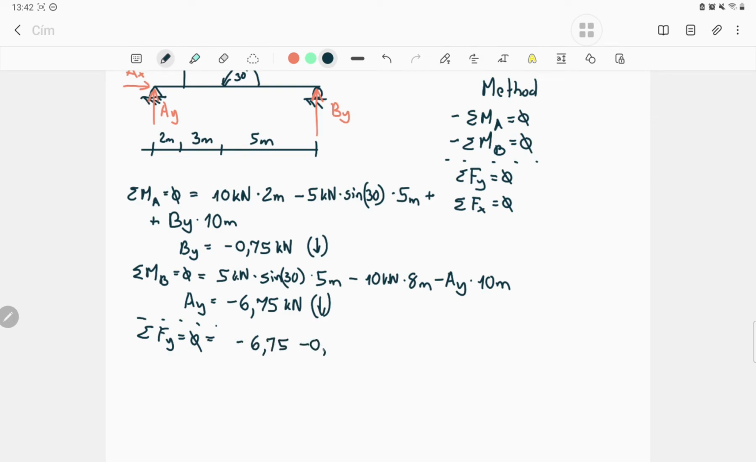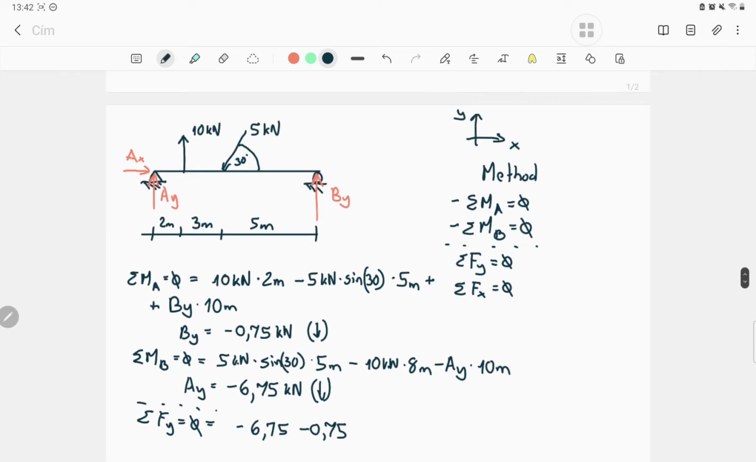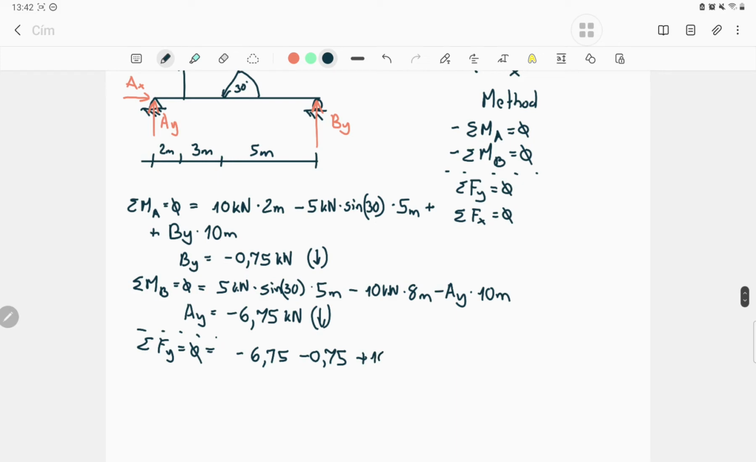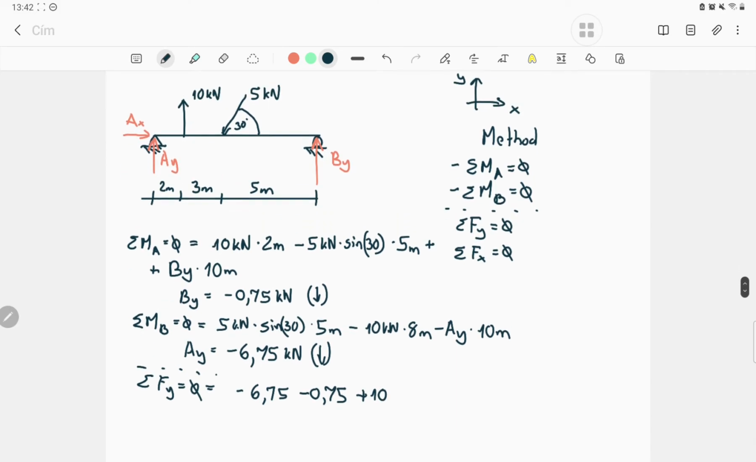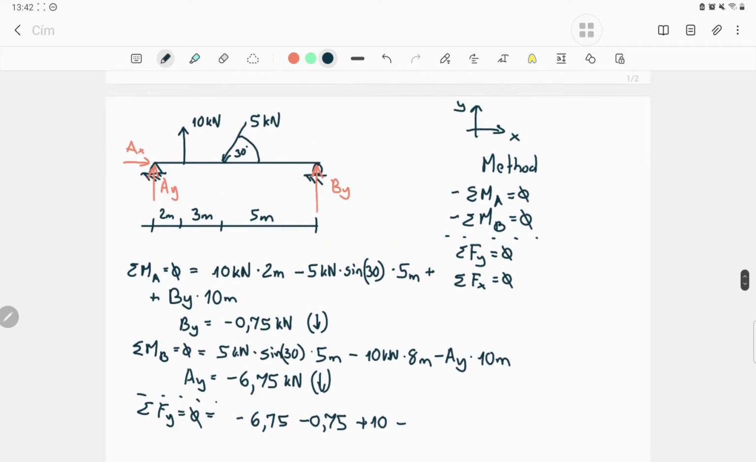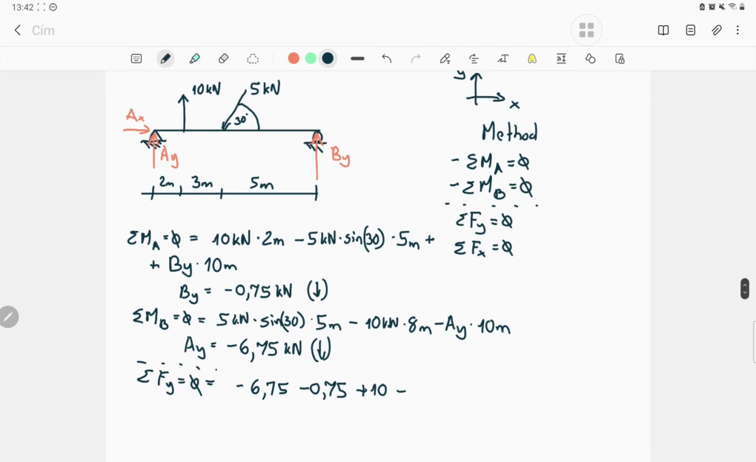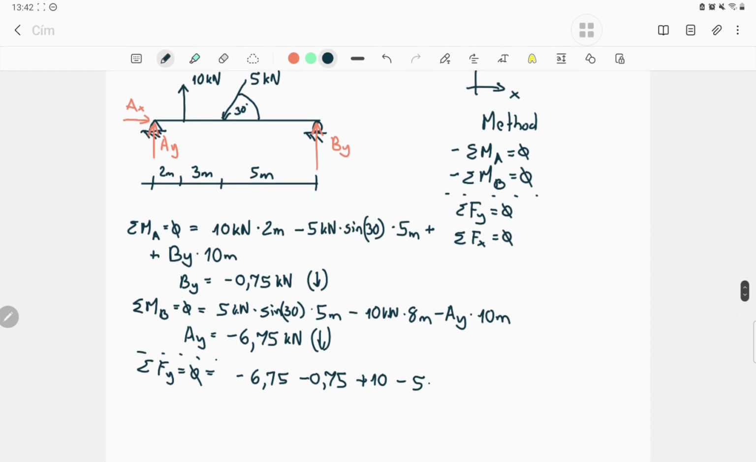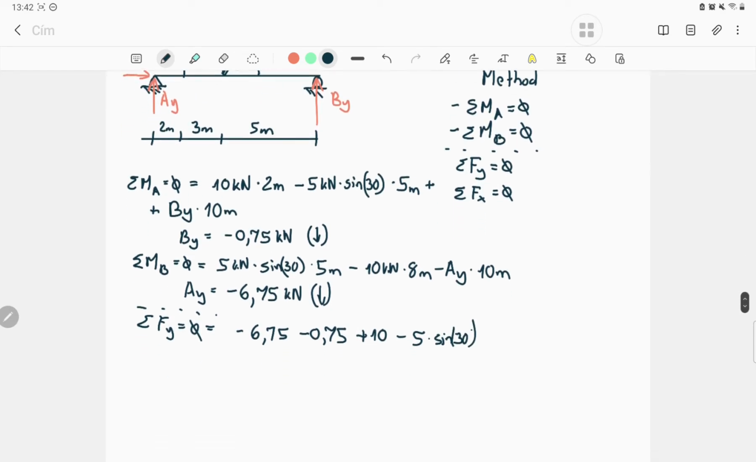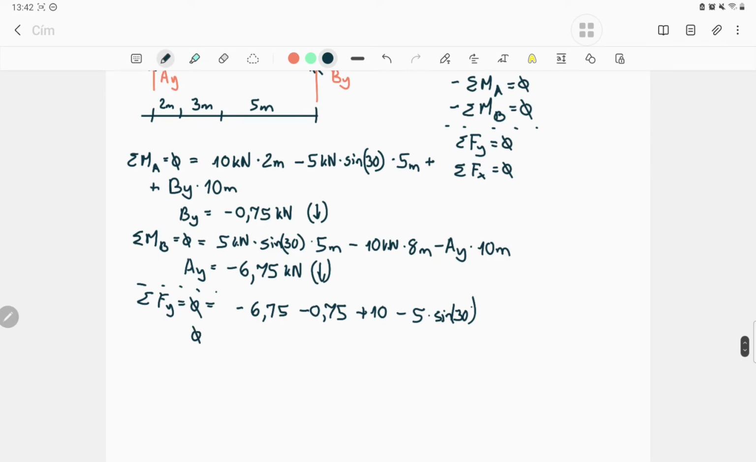If you choose up as the positive direction, the AY will be negative because it's going down. The BY will be negative because it's going down. The 10 kilonewton will be positive because it's going up. And we have a negative 5 kilonewton Y component, so minus 5 times sine 30 degrees. We don't have anything else parallel with the Y, so if it's good, the right side has to be 0 too. Okay, let's check it.